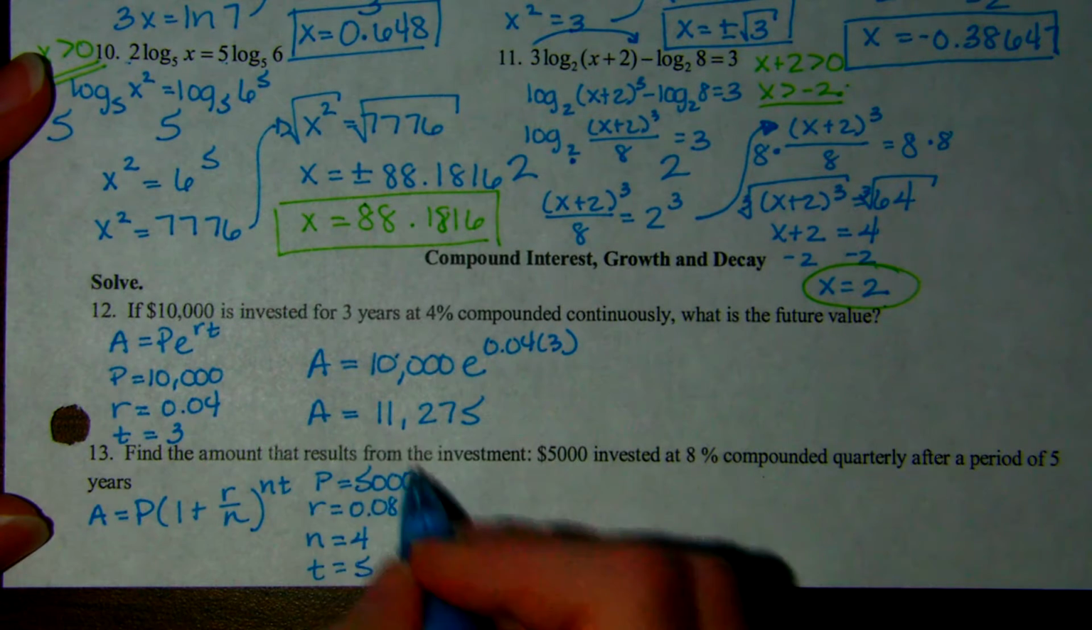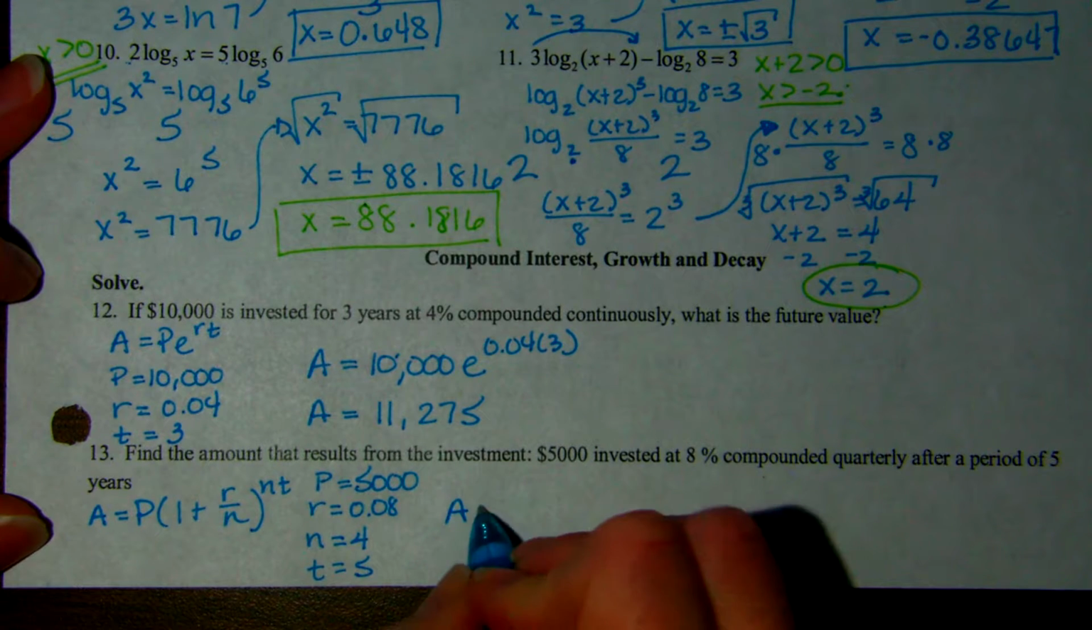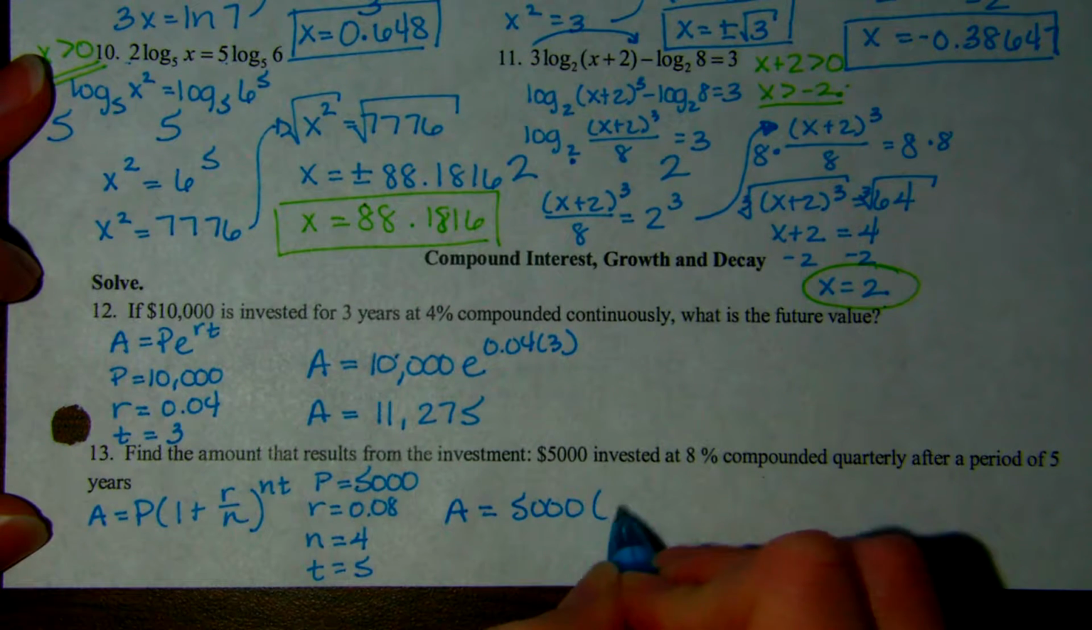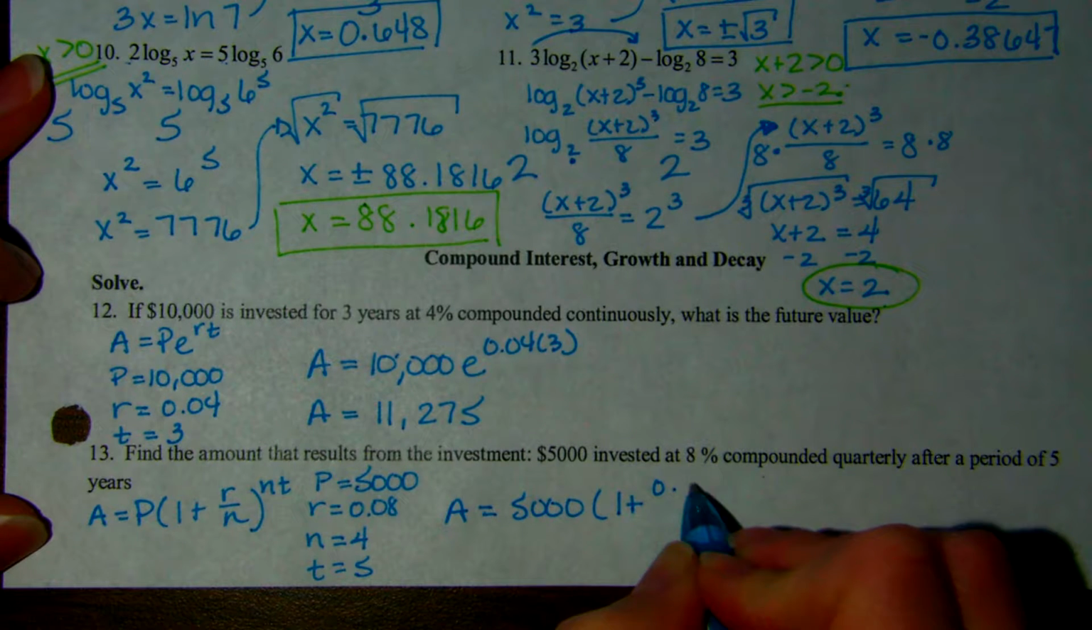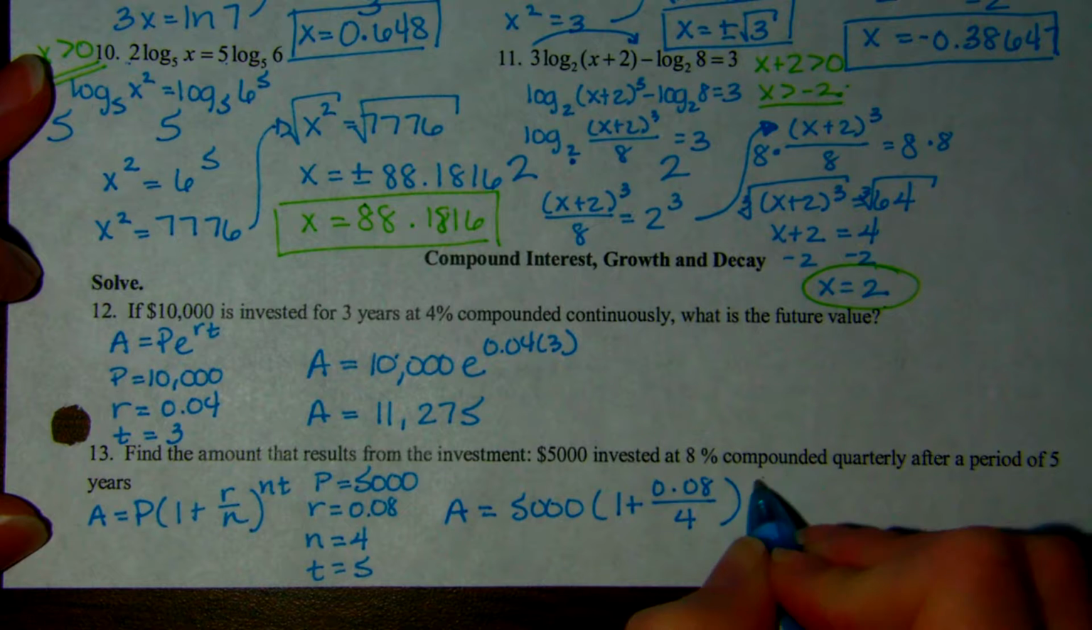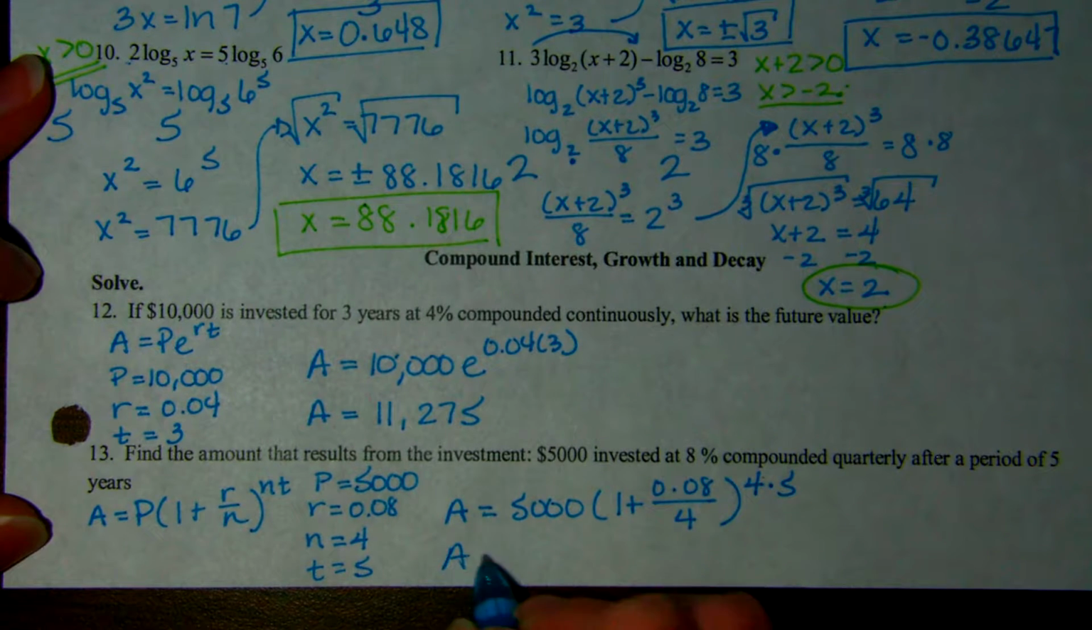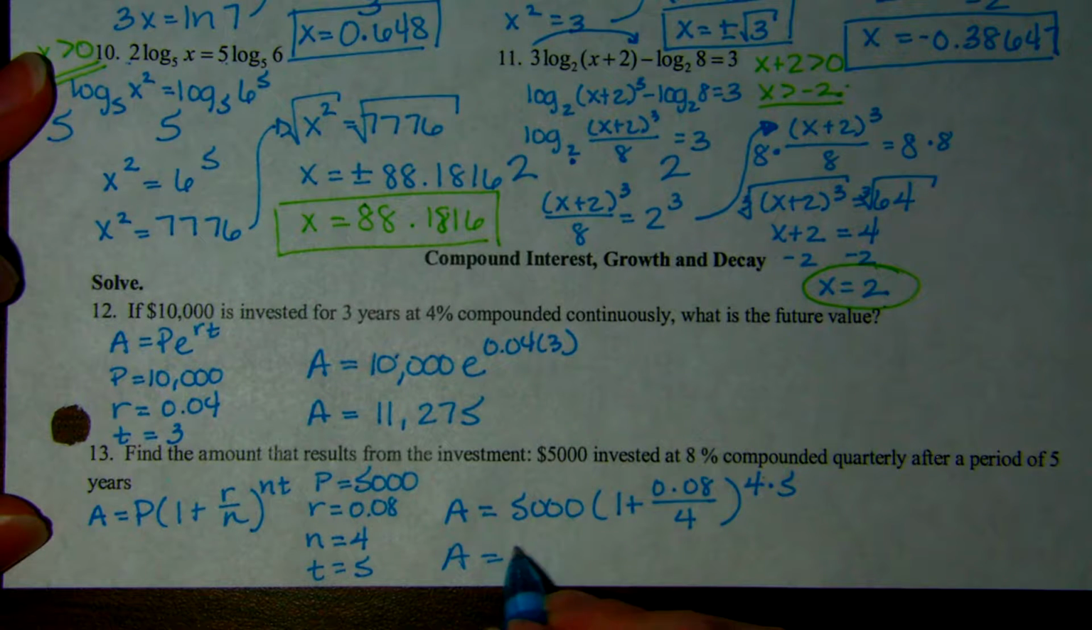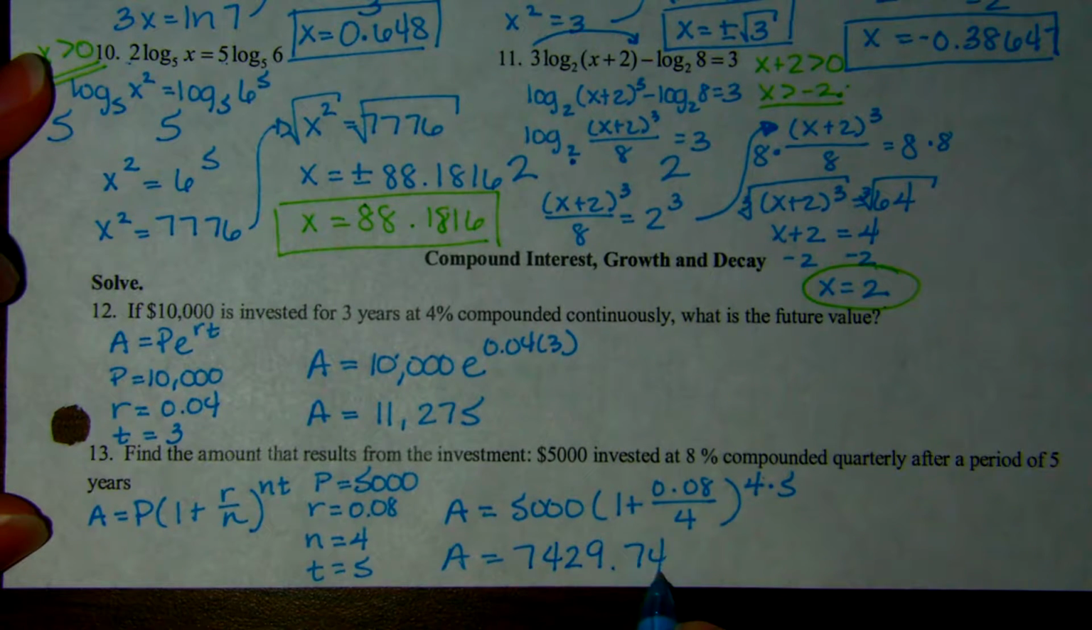And again, all you're asked to do here is plug all of these numbers into this formula. So A equals 5,000 times (1 plus 0.08 over 4) to the 4 times 5 power. And that gives you $7,429.74.